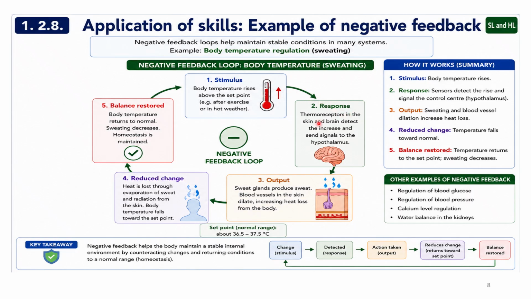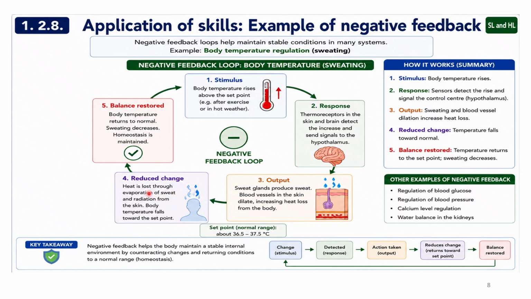Thermoreceptors located in the skin and the hypothalamus detect this increase and send signals to the brain's control center. The hypothalamus responds by activating the sweat glands and causing blood vessels in the skin to dilate. As sweat evaporates and more blood flows near the skin surface, heat is lost to the environment, reducing body temperature.